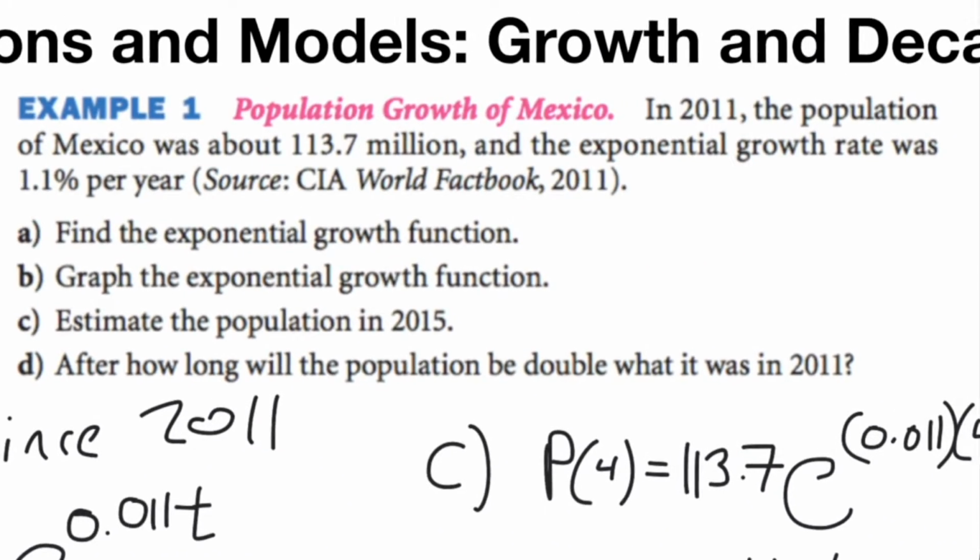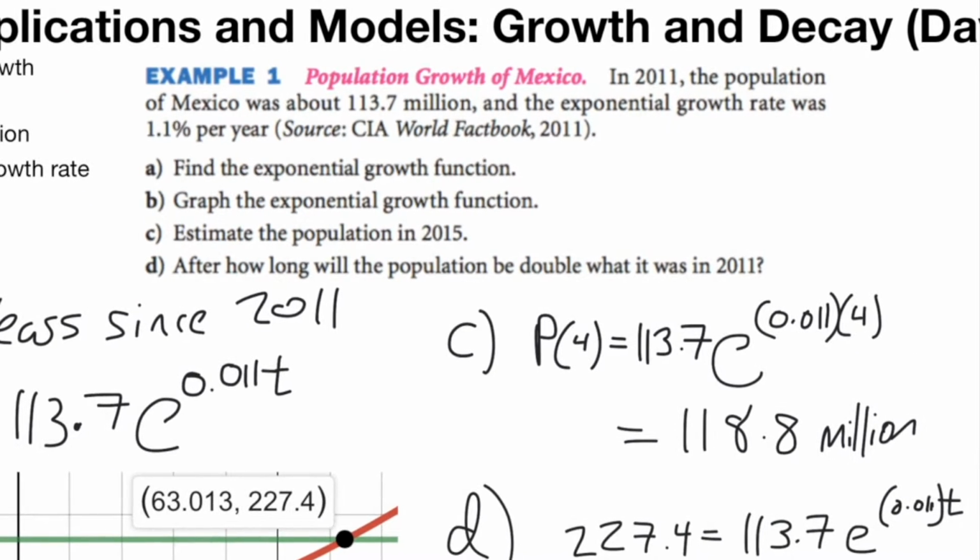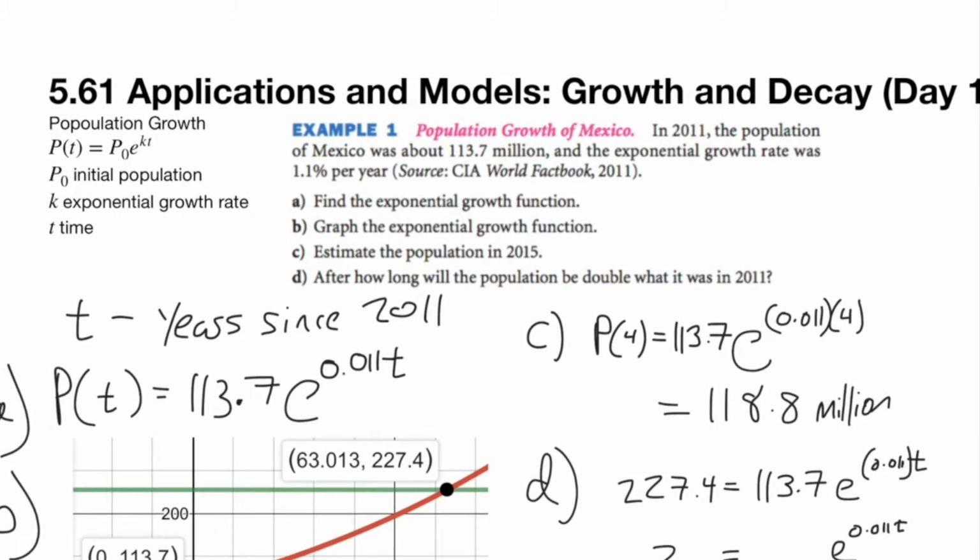Here's example 1, population growth of Mexico. In 2011, the population of Mexico was about 113.7 million. And so we can write that down as our knowns and unknowns. Population was 113.7 million, and the exponential growth rate was 1.1% per year. Let's write that as a decimal right here, and then 113.7 goes out in front.